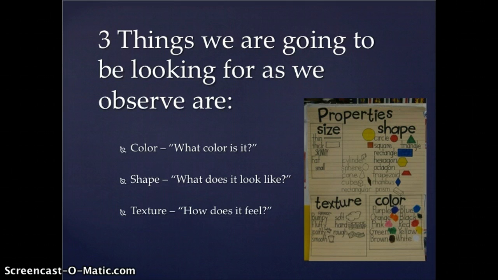When it comes to shape, what does it look like? Is it a circle, a square, a triangle, a rectangle, or some other shape? And when it comes to texture, how does it feel? Is it bumpy, fluffy, smooth, soft, hard, rough, or another texture?